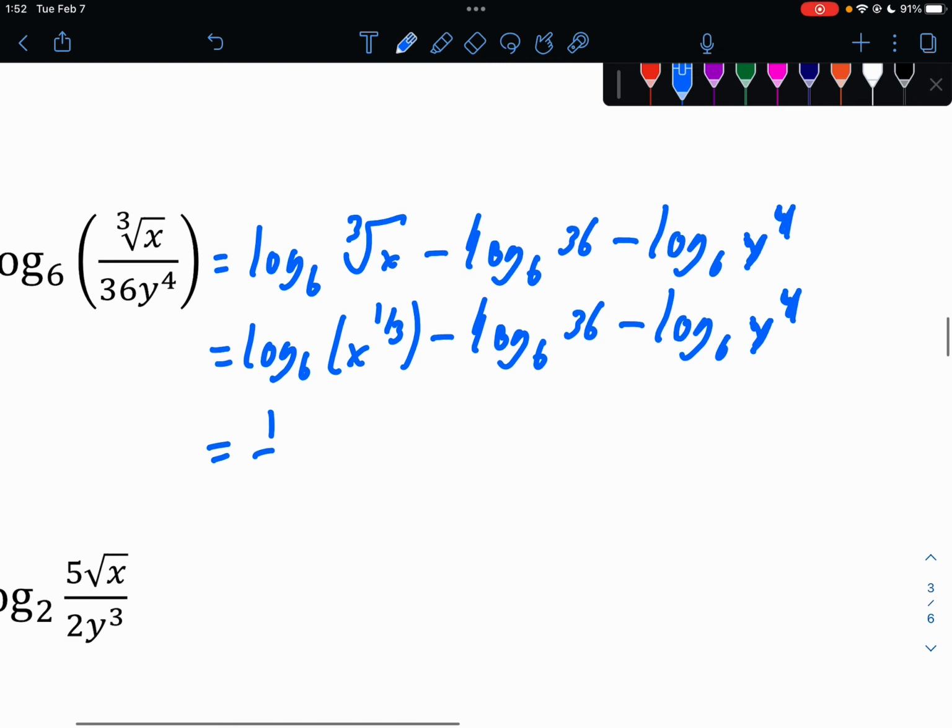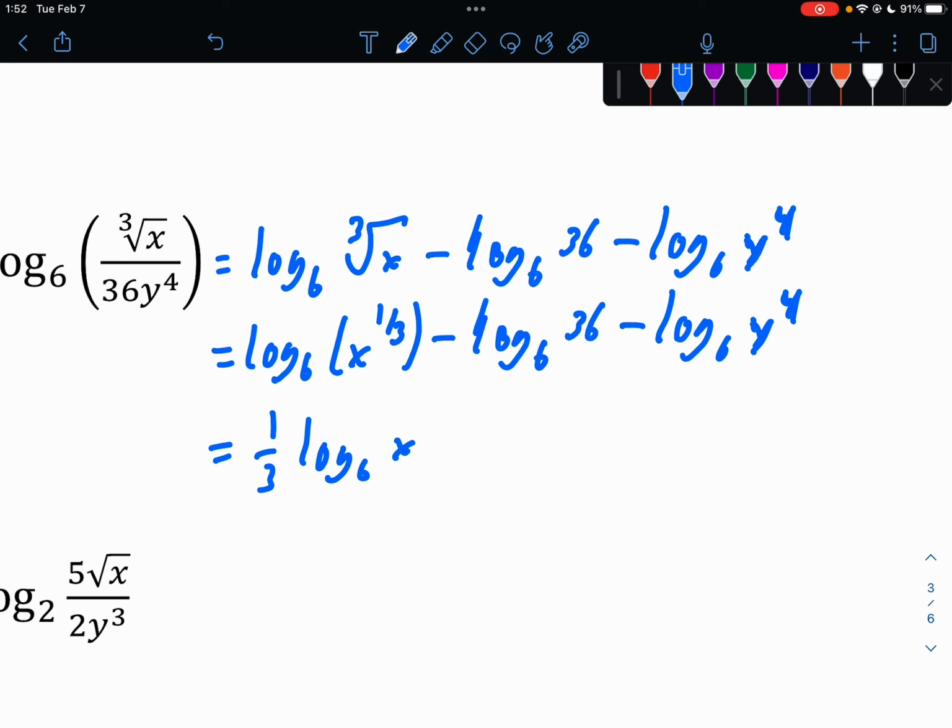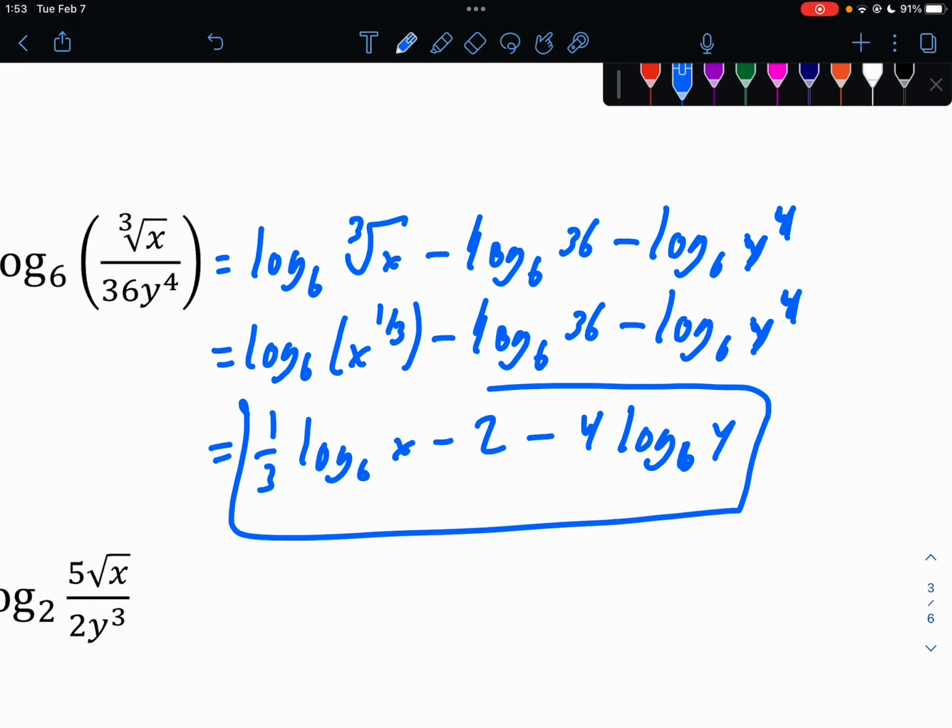So this would be 1/3 log base 6 of x. Log base 6 of 36. 6 to what power is 36? That's 2, so minus 2. Minus the 4 can come out in front, so 4 log base 6 of y. And that would be our most simplified answer here.